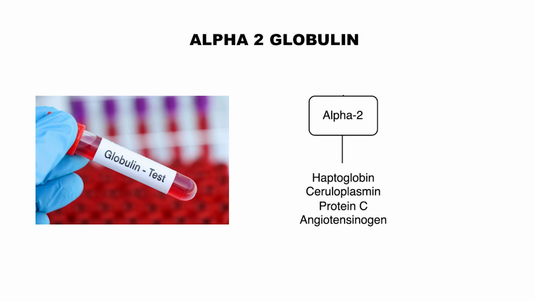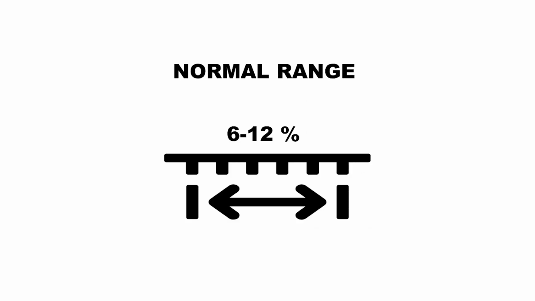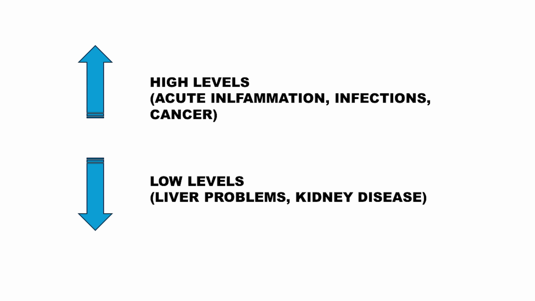Alpha 2 globulins are a group of proteins which are produced by the liver, which act as crucial acute phase reactants, transport molecules, and enzyme inhibitors in blood plasma. They play key roles in inflammation response and blood clotting, primarily consisting of haptoglobin, ceruloplasmin, and protein C. The normal range of alpha 2 globulin is 6 to 12 percent. The results can be interpreted as follows: high levels, low levels.